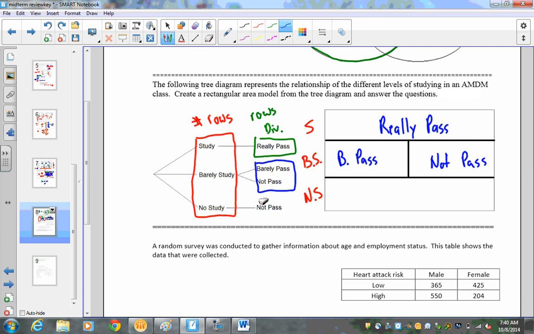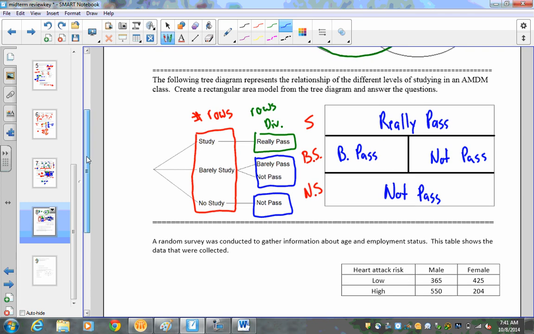And of course, my very last one for the no study, it's only divided up 1 time, and so that is not pass. Now, of course, you would find the dimensions, get the area, and all that, if the question kept going, but we're stopping right there. Moving on.